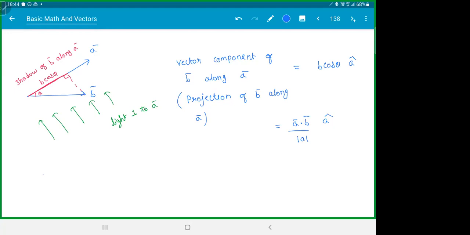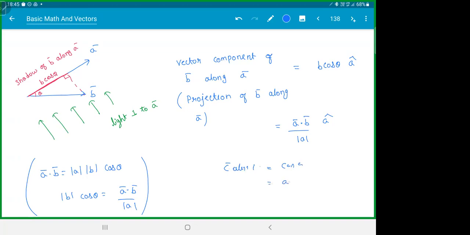In case you're getting confused, how did I get this? See, A dot B is what? Mod A, mod B, cos theta. You want to find B cos theta, no? So B cos theta is A bar dot B bar by mod A. So that's what I'm replacing there. Have a look at this. So this is how you can remember that. If I say projection of C bar along D bar, what I'm asking is C cos theta. So C cos theta will be nothing but C bar dot D bar by mod D bar into D cap.